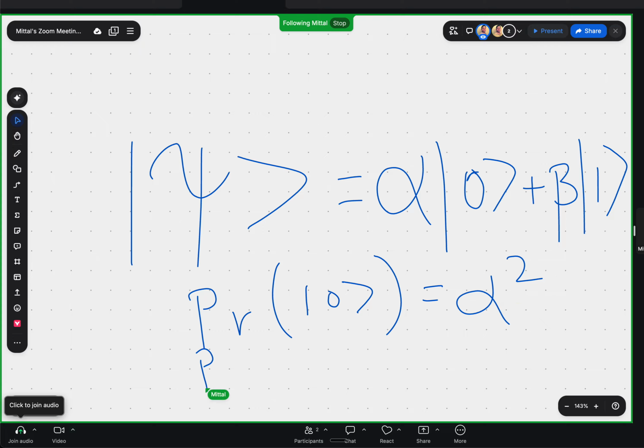And the probability that we will observe the 1 state is given by beta squared. So that is basically the wave function for any given superpositioned state. So let's do a more concrete example.